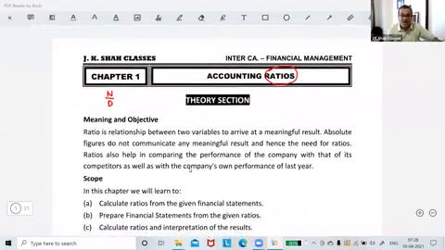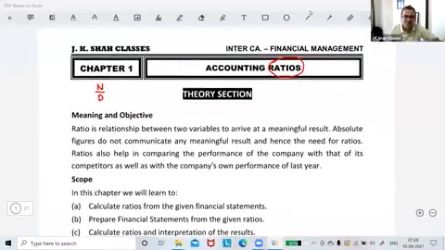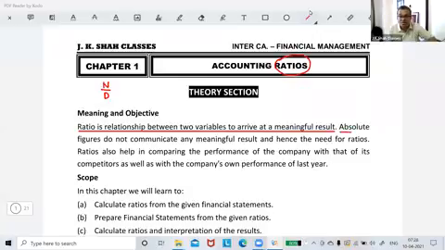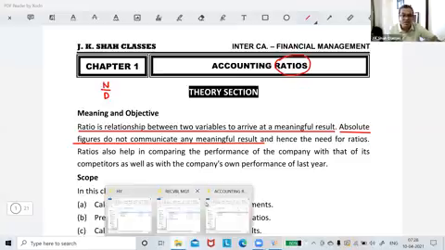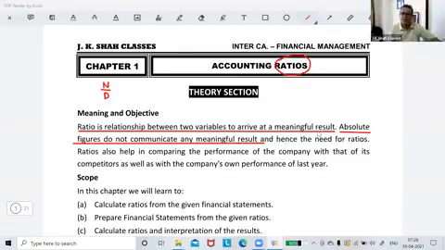See, what does a ratio do? It is the relationship between two variables to arrive at a meaningful result. What do we mean by that? See, absolute numbers, figures do not communicate any meaningful result. Means what, sir? Absolute numbers do not communicate any meaningful result. Means what you have to say, sir? Okay, I'll tell you what I want to say.